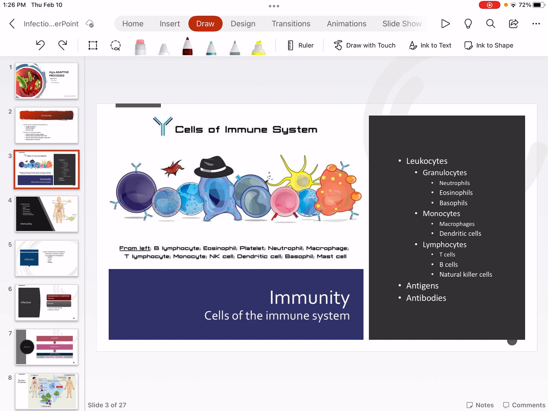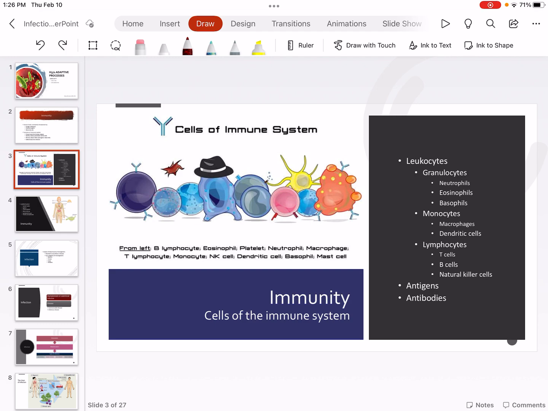Leukocytosis is a term that refers to an elevation in the number of white blood cells in the blood, and that would be if there are greater than 10,000 per millimeter cubed. Leukocytosis often occurs in the presence of infection. Leukopenia is a term for a decrease in the number of circulating leukocytes, and it would be if there are less than 4,500 cells per millimeter cubed.